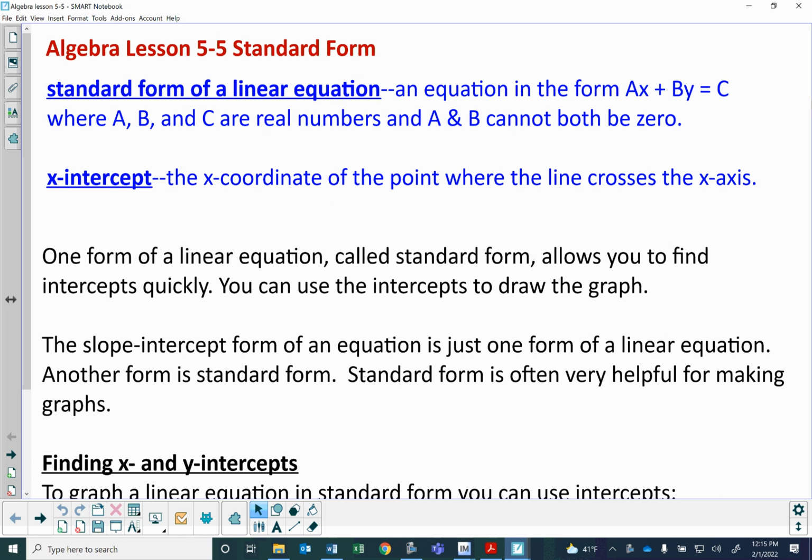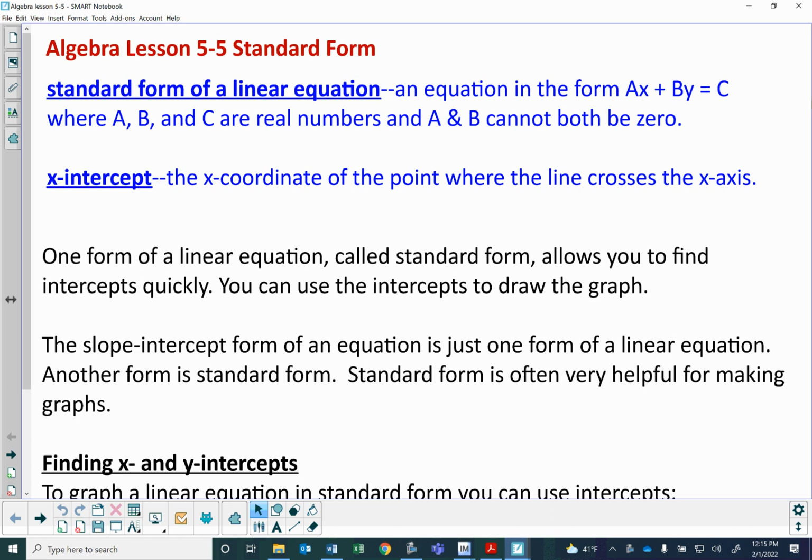look at standard form. Standard form of a linear equation is an equation in the form of ax plus by equals c, where a, b, and c are real numbers, and a and b both cannot be zero. One of them can be zero, but both of them at the same time cannot be zero.